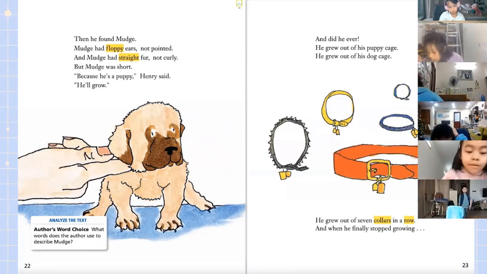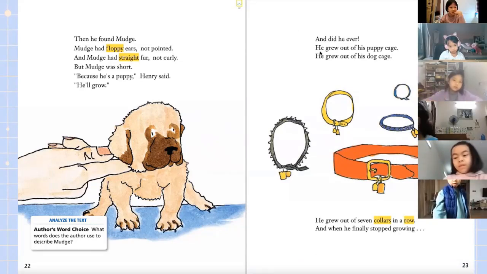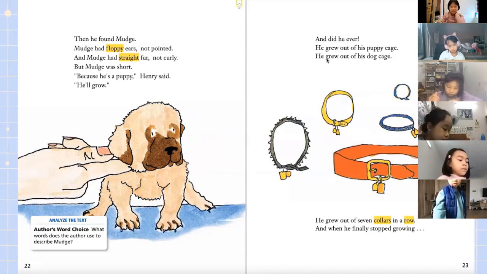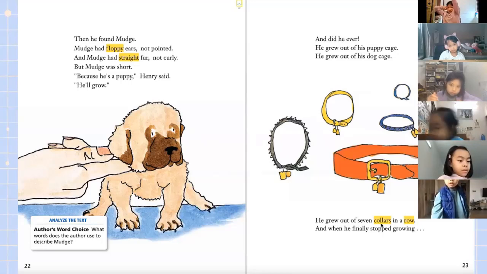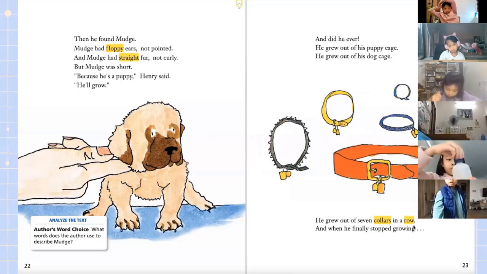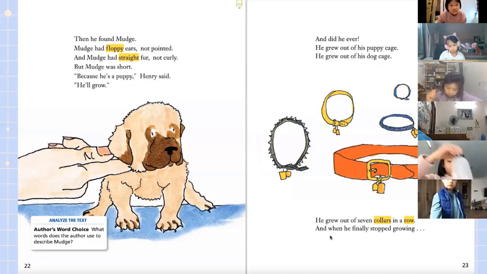Zuktree, can you read page 23 for us? He grew out of his puppy cage. He grew out of his dog cage. He grew out of 7 collars in a row. And when he finally stopped growing.